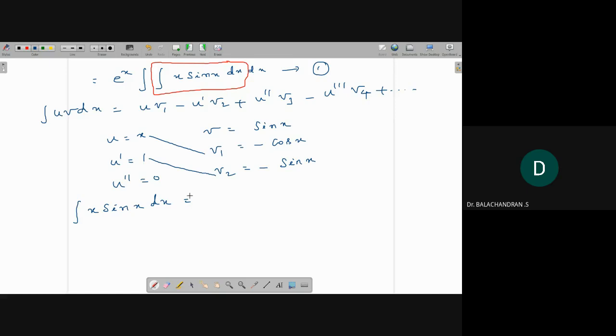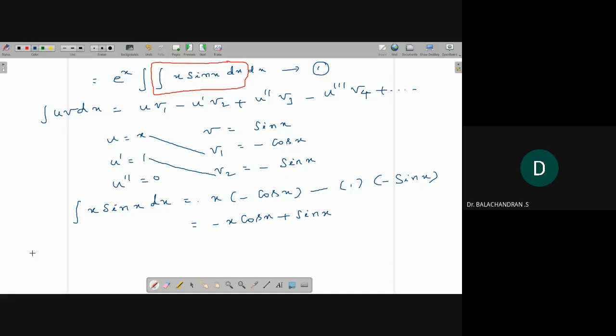So to keep x as it is, even if you suppose you forgot this formula, don't worry. To keep x, if you integrate sin x, you'll get minus cos x. Alternately plus and minus, plus, and then here minus. Differentiate x, you'll get 1. Integrate minus cos x, you'll get minus sin x. So minus x cos x plus sin x.